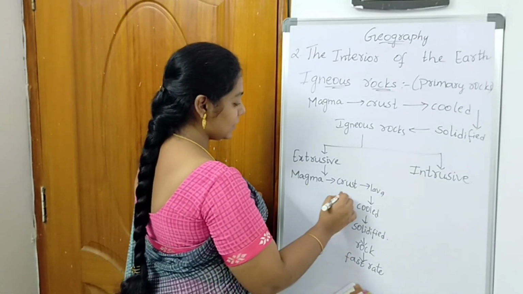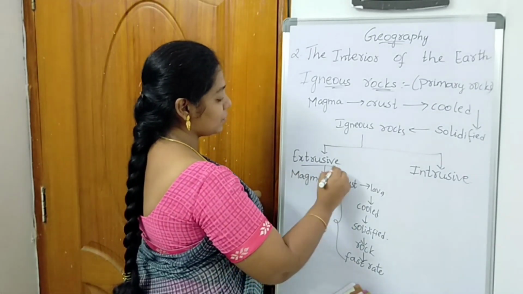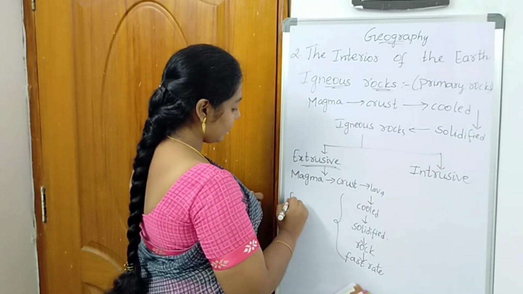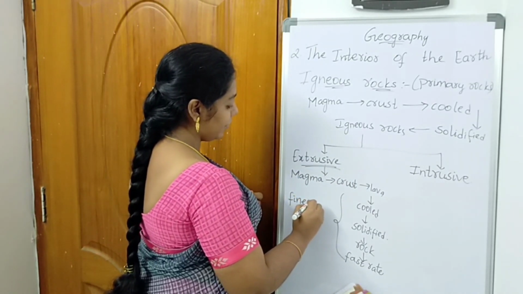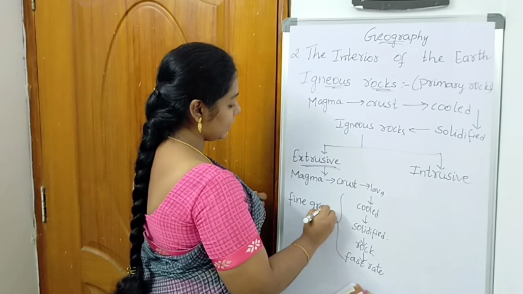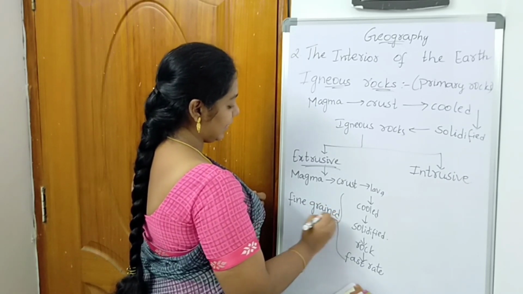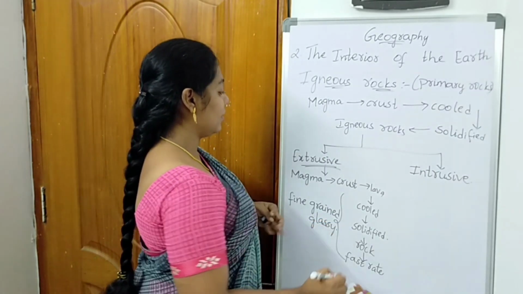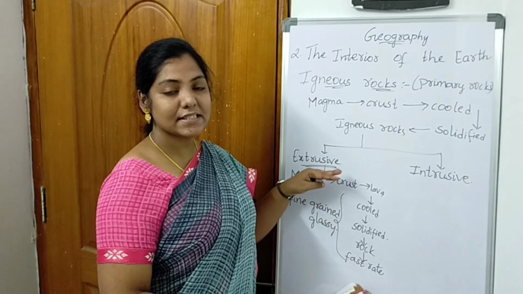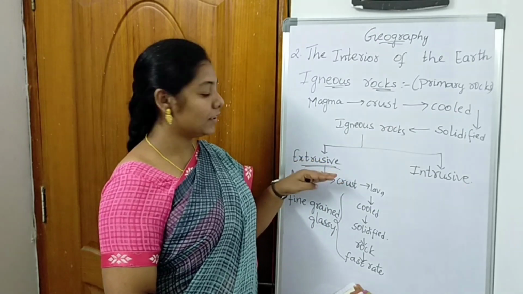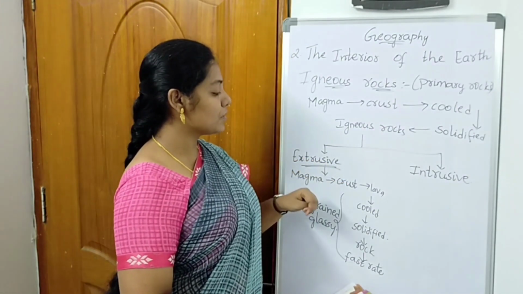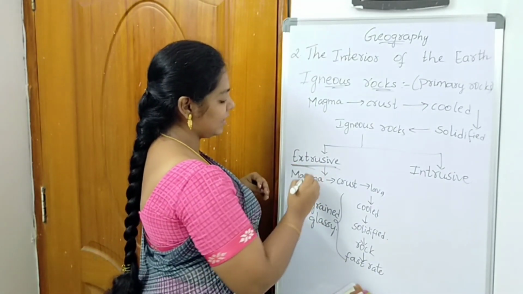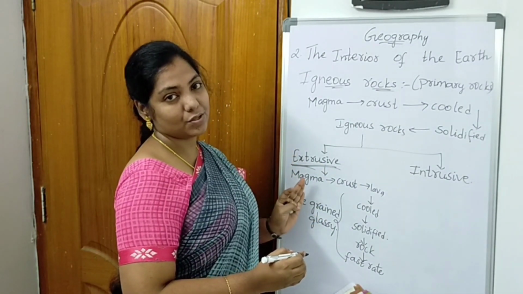So the extrusive rock which is formed, we can make into a fine grained glassy substance or glassy powder, whatever it is. Everything is happening externally on the earth, so we name it extrusive. Everything happening externally. You can easily remember: externally, extrusive.